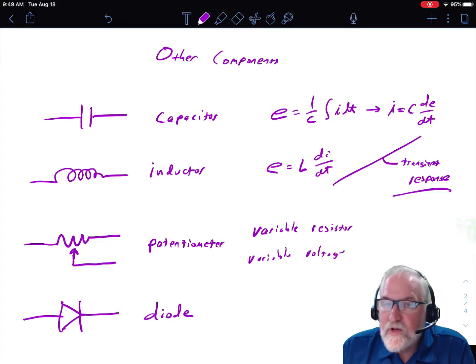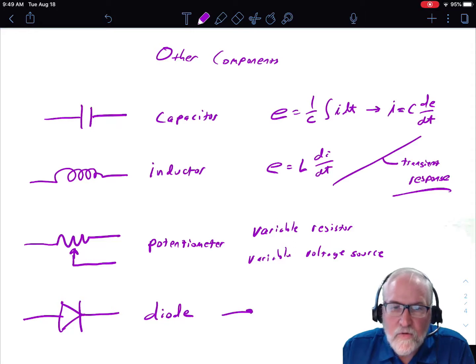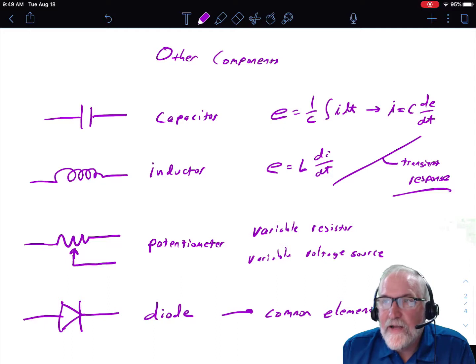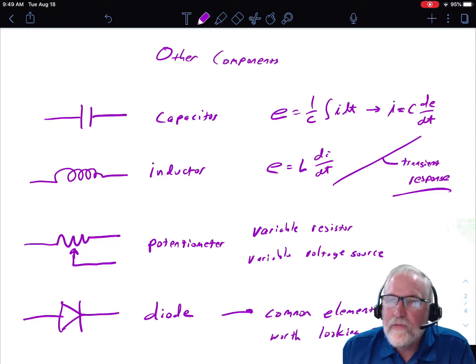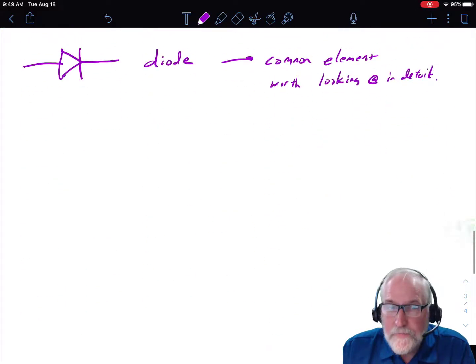Potentiometers can be used either as a variable resistor or as a variable voltage source. In one of your labs, you're going to use it as a variable voltage source. And then the diode. We're going to see a lot of these, often as just LEDs, light emitting diodes, but they're worth spending a little more time with. So we'll do that now.